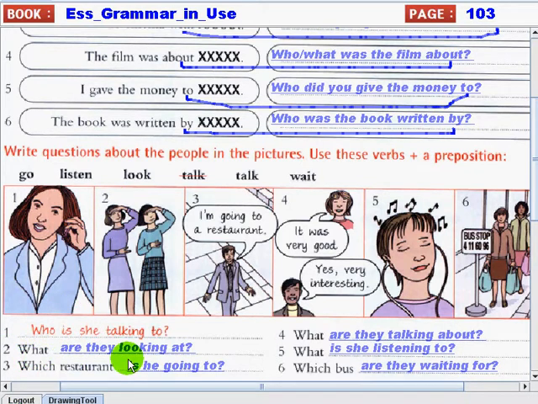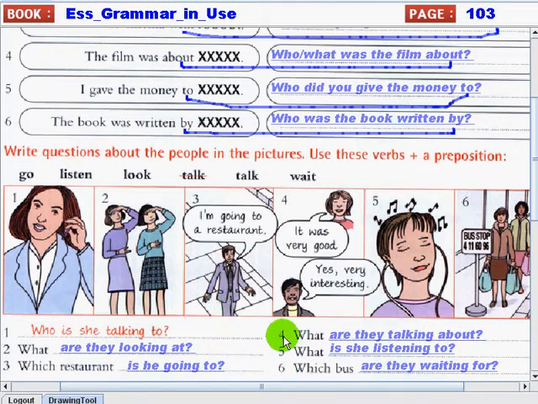What are they looking at? That is supposed to be the question. Do you have the same answer? Okay, that's good. Next, which restaurant is he going to? This person is looking for a restaurant, right?